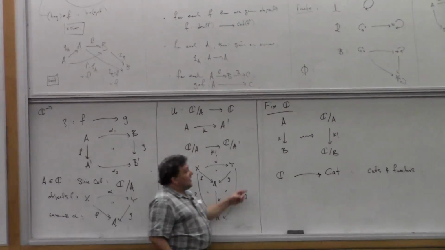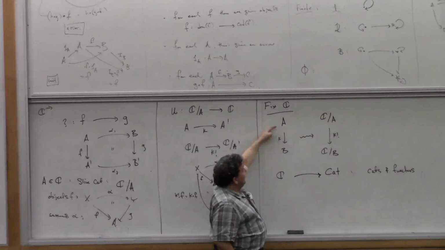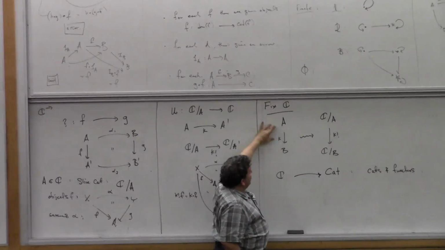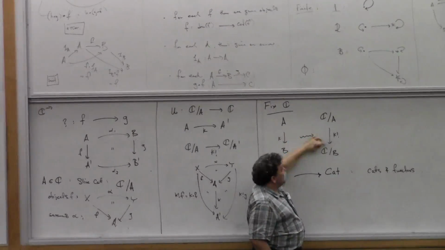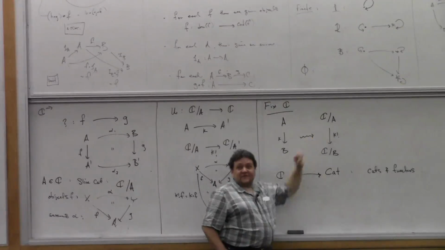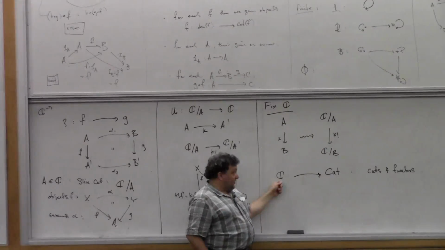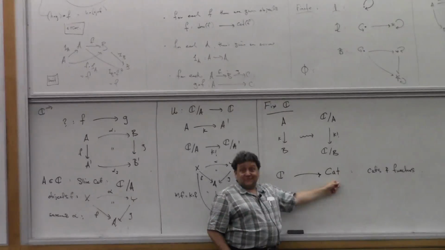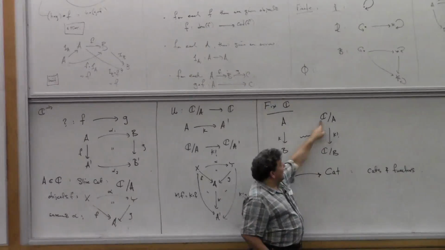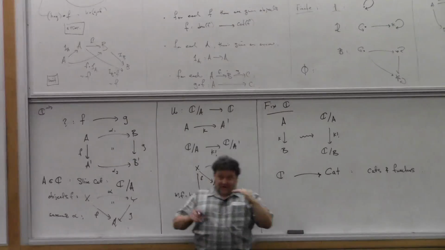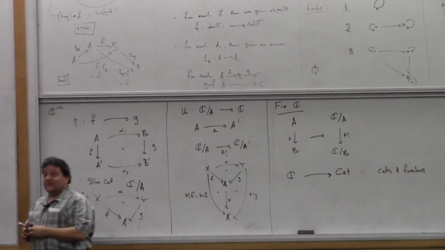And now I'm saying that assignment, which takes objects and arrows to categories and functors, is itself a functor from the category C into the category of all categories. The objects are categories, the arrows are functors. So you have kind of 3 different levels going on here.